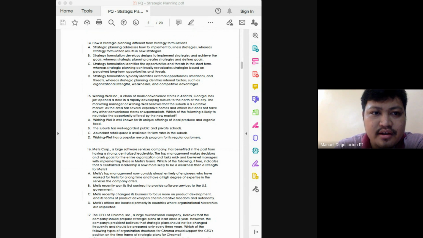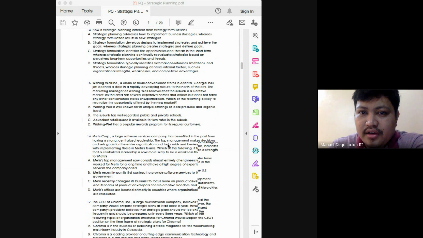Ordinarily there will be overlap between strategy formulation and strategic planning, but these two processes have slight but important conceptual differences. Strategy formulation results in new strategies. You will be formulating new strategies, whereas strategic planning addresses how to implement the strategies. So in formulation, you create new strategies, and strategic planning involves the implementation of the strategies, including the newly developed or formulated strategies.